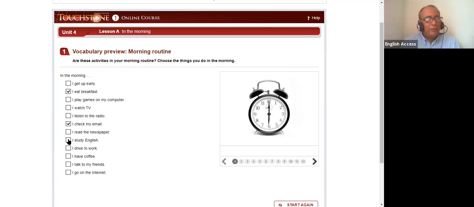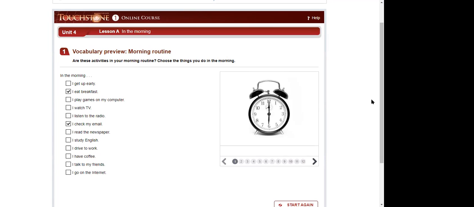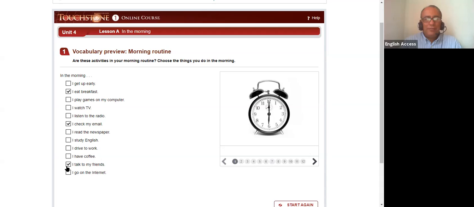Check email. The first thing in the morning. Sí, nos despertamos y luego a ver el WhatsApp o el Facebook, ¿verdad? Las noticias, muy bien. Muy bien, Fátima. Go talk to my friends. Go on the internet. Very good.